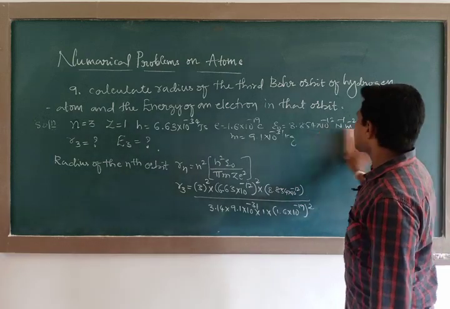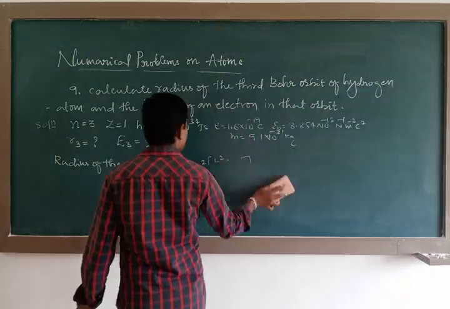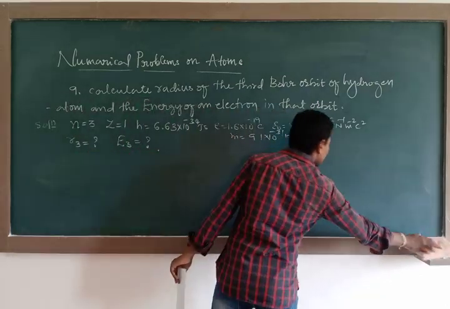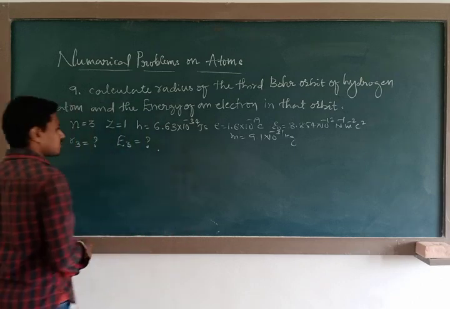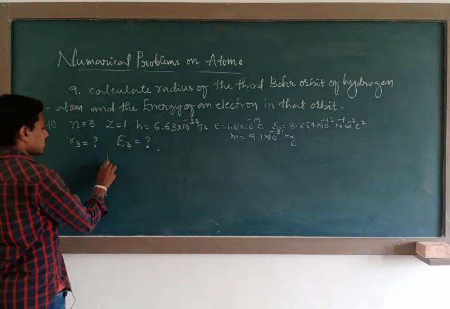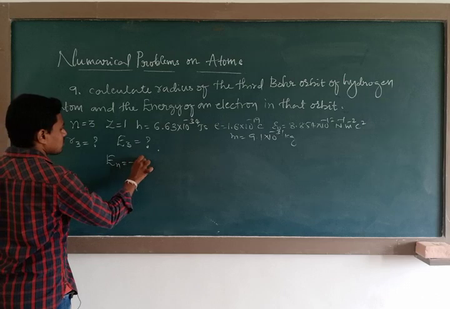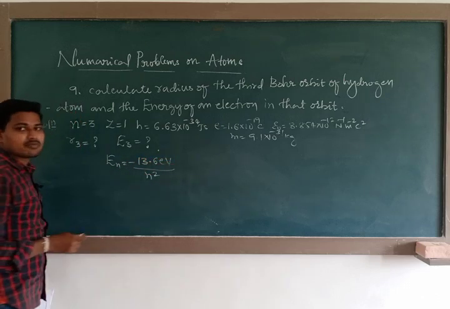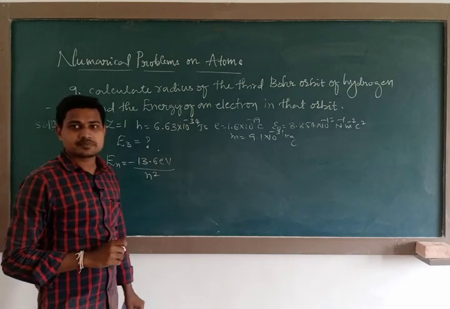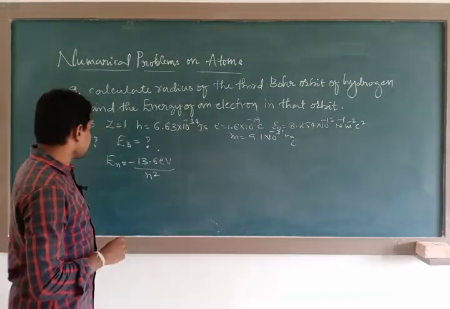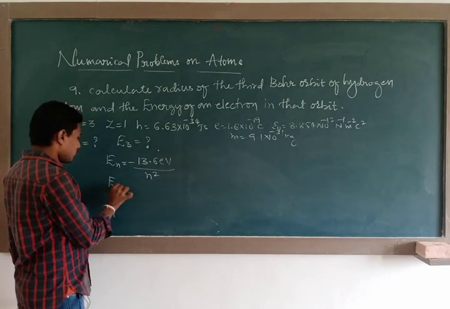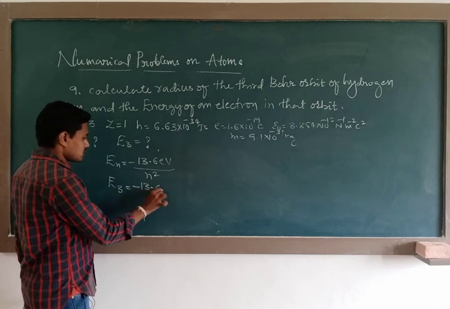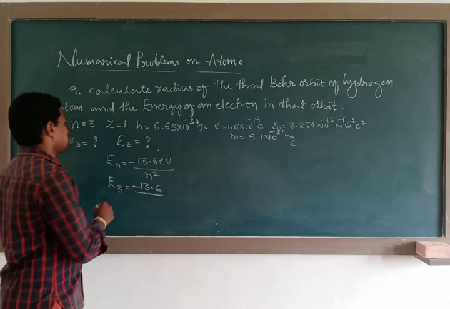This problem is not completed yet, so we need to find what? Energy. For the energy of the electron in an nth orbit, generally for hydrogen atom we know that energy is minus 13.6 electron volt divided by n square. We can make use of this equation here. So therefore, E3 becomes minus 13.6 by n square, n is 3.